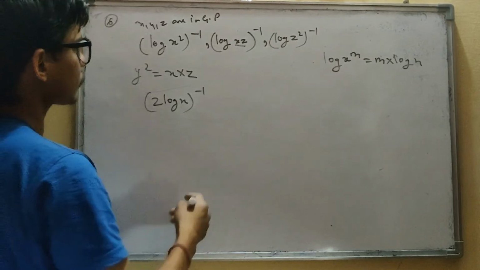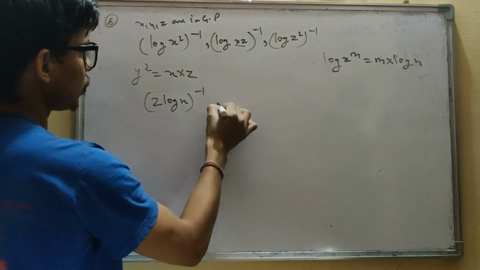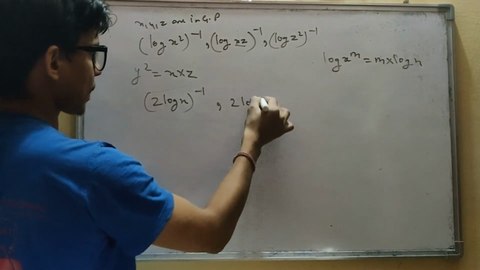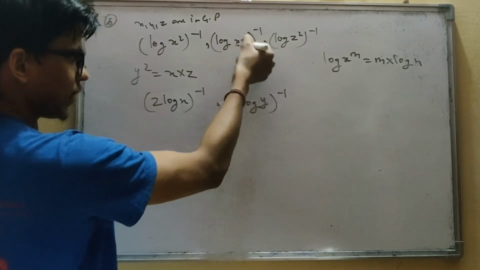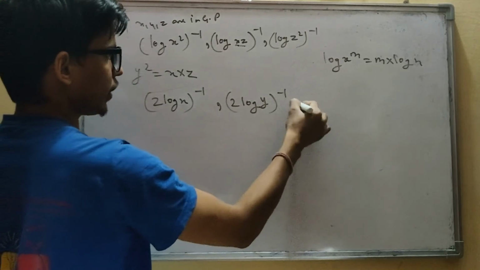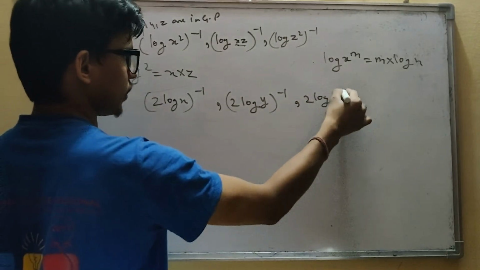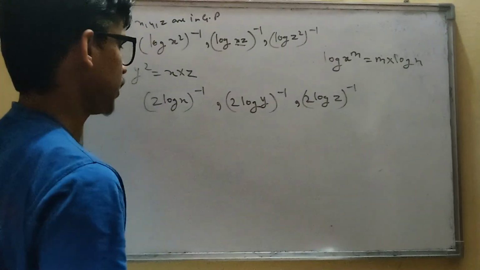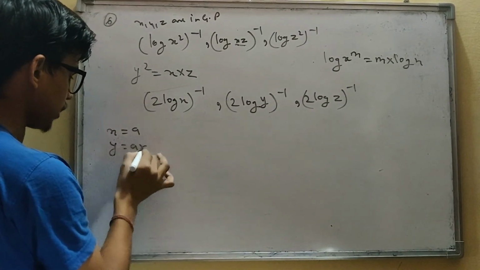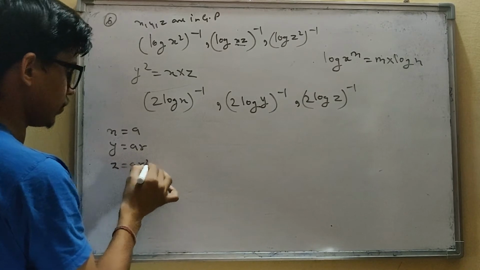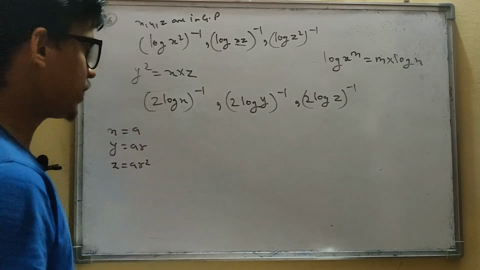And this is going to be 2 log y to the power minus 1, because xz is equal to y square, and y square can be written as 2 log y, and this can be written as 2 log z to the power minus 1. If x is equal to a, then y is equal to ar, then z is equal to ar square, because x, y, z are in GP.